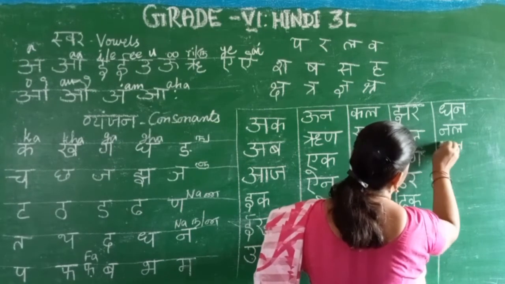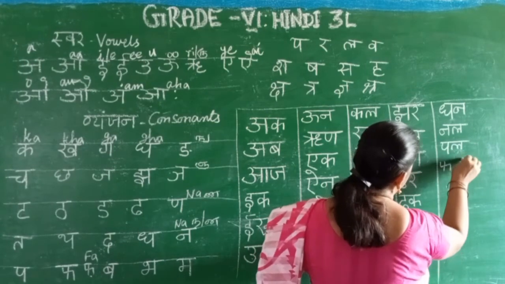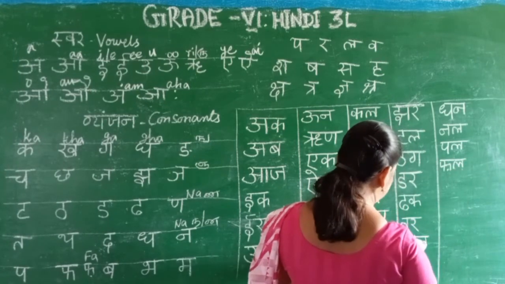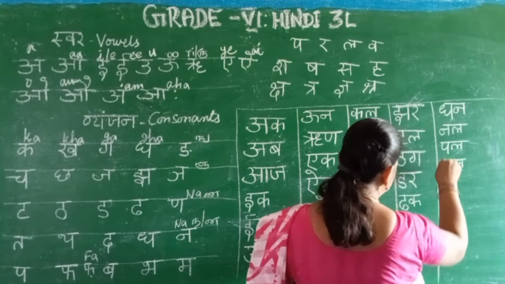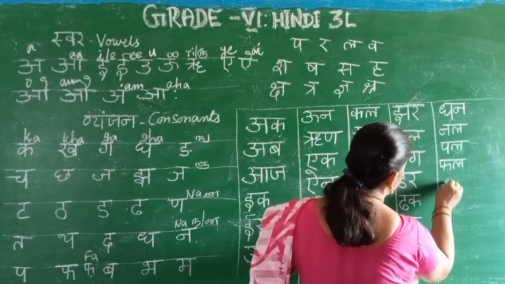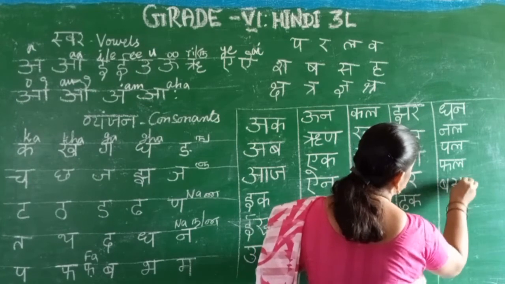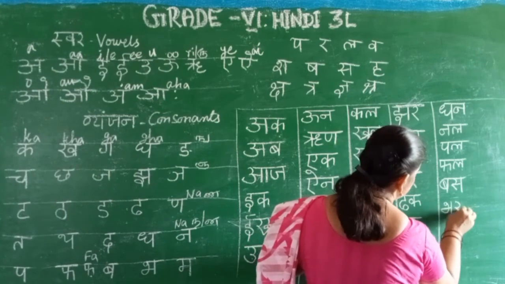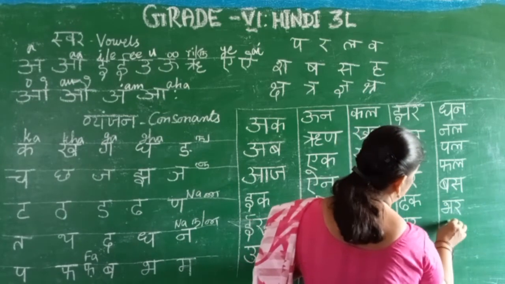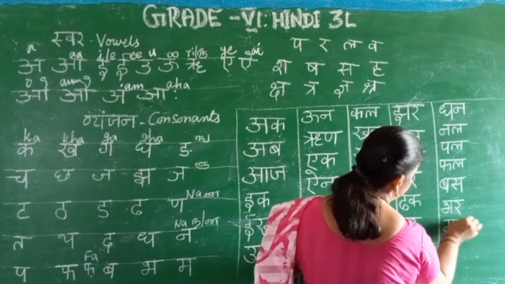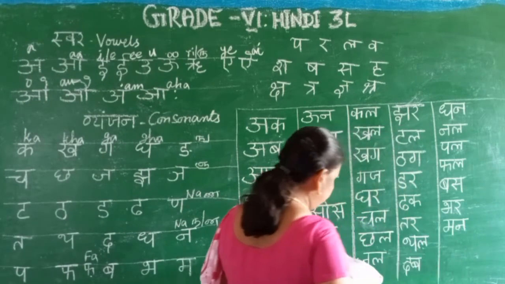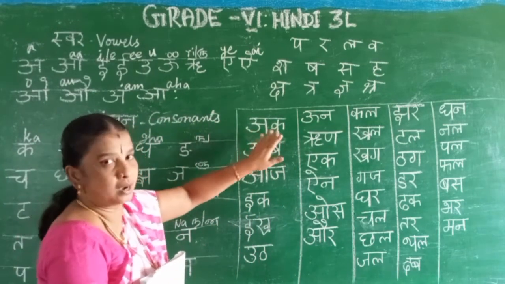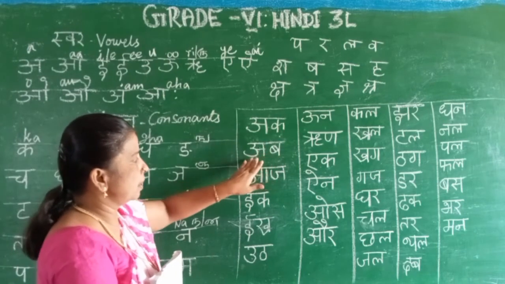Next. Pa, la, pal. Fa, la, fal. Here one dot is there, no? Fal, you read like that, or as hal. And next one, ba, sa, bas. And next, bha, ra, bhar. Ma, na, man. Enough. First, once again, read. A, ka, ak. A, ba, ab.